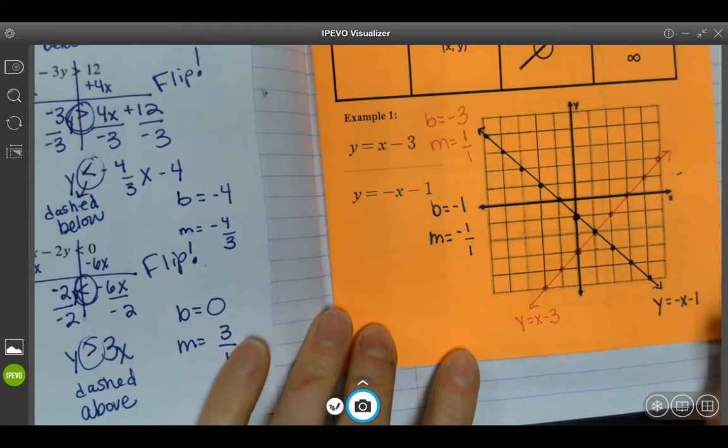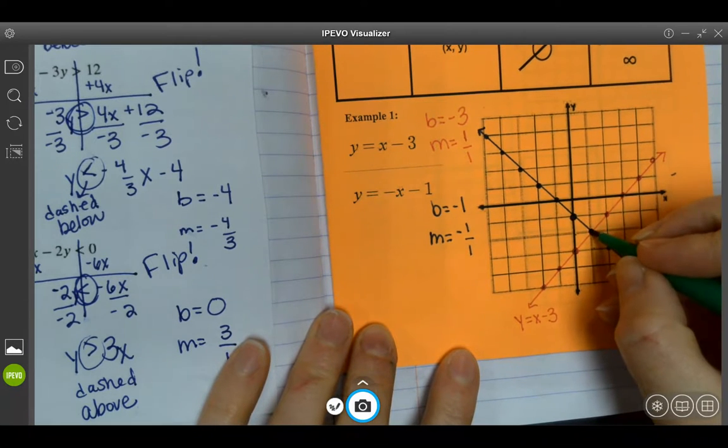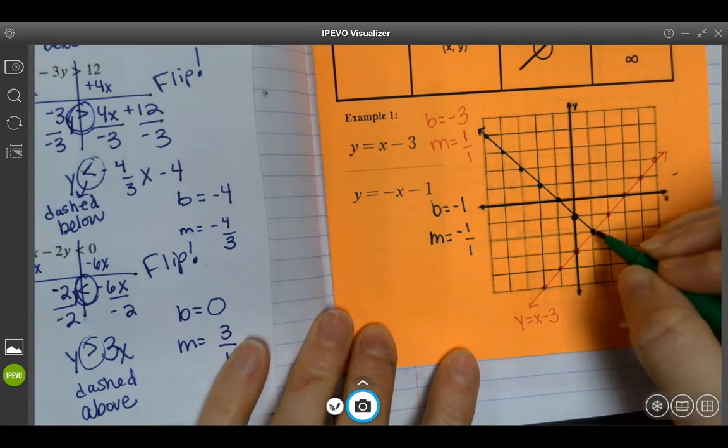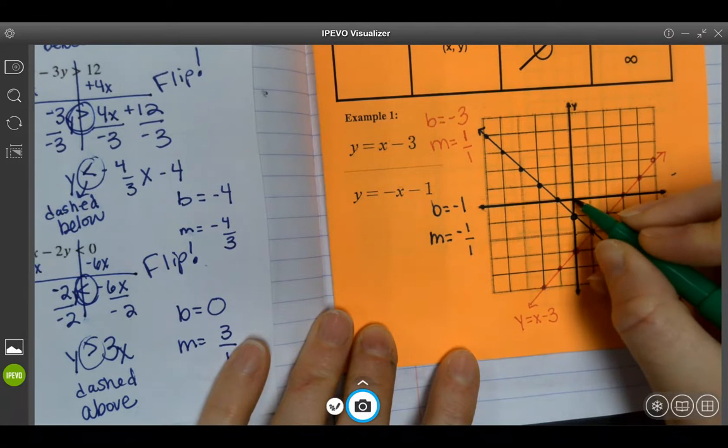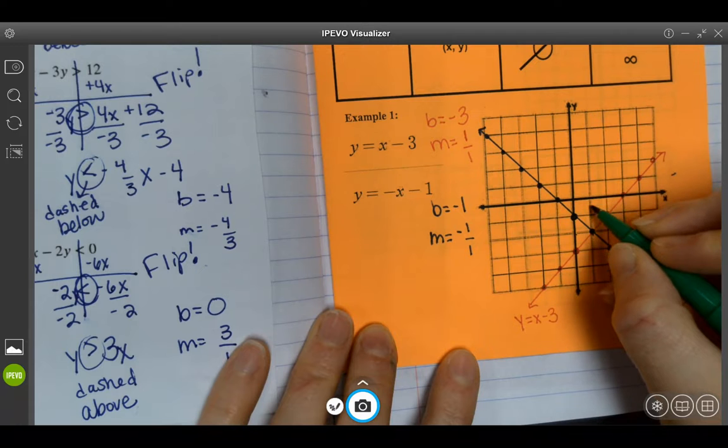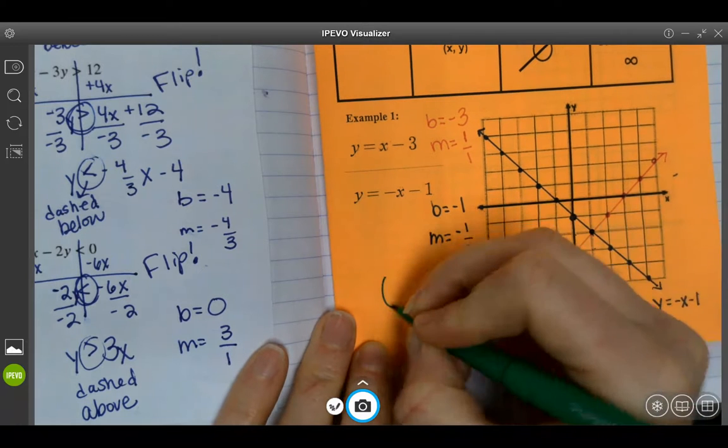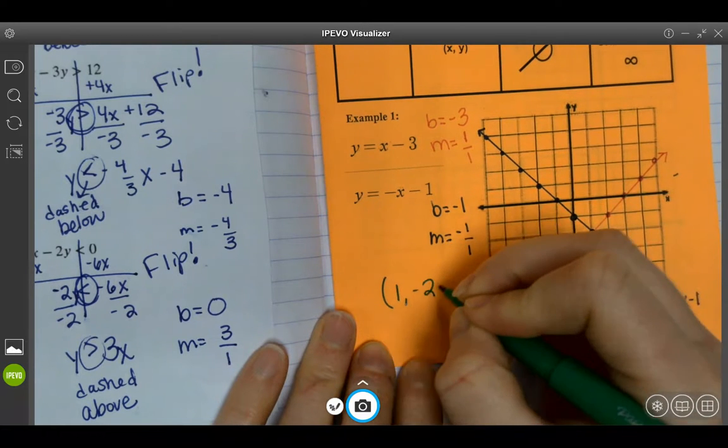Okay, so we're looking for the solution to the system. The solution is the point of intersection. It's right here. So we need to write the coordinates of that point. In order to write the coordinates, you walk before you climb. So start here. I'm going to go 1, -2. So my solution is 1, -2.